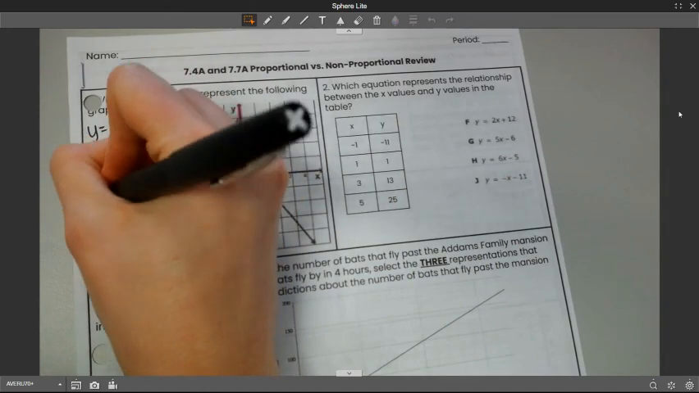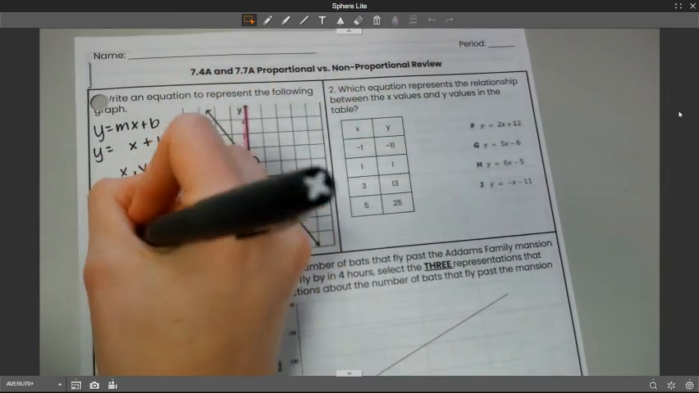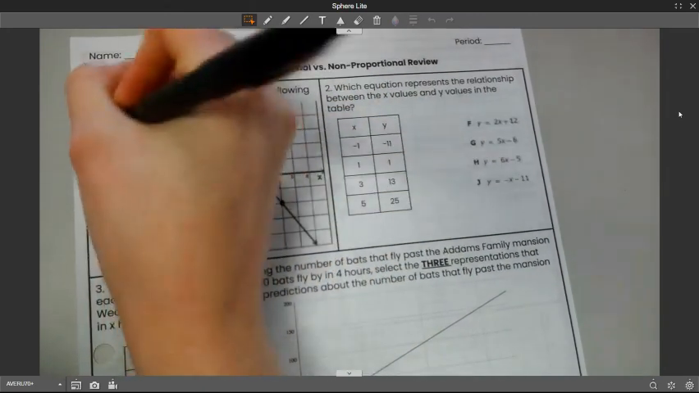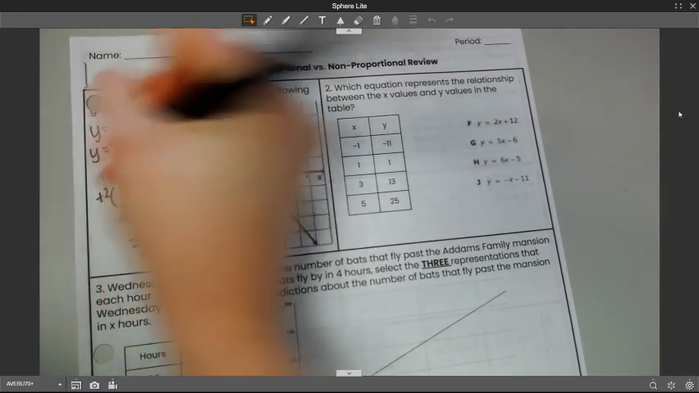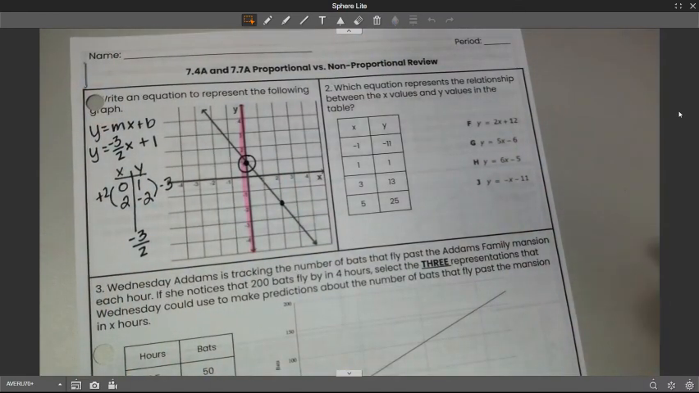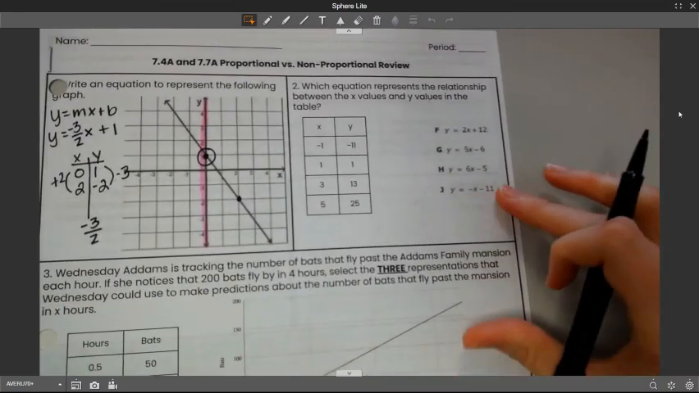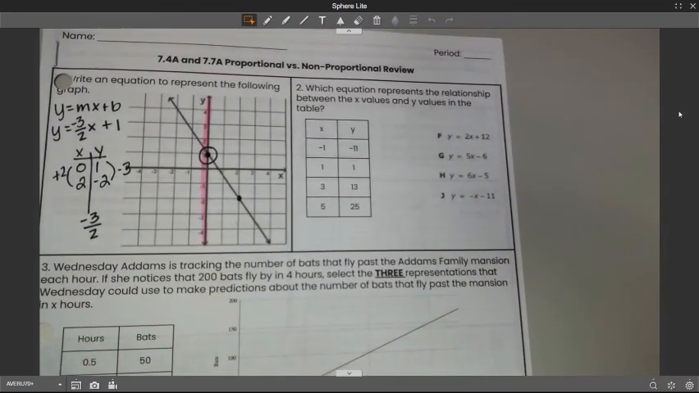To go from 0 to 2, I add 2. Change in y over change in x, that's negative 3 over 2. So we have negative 3 halves is our slope. And there's our equation.